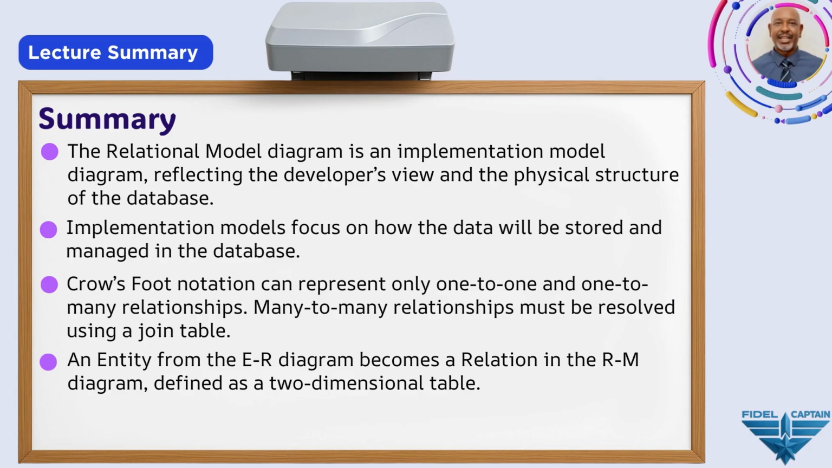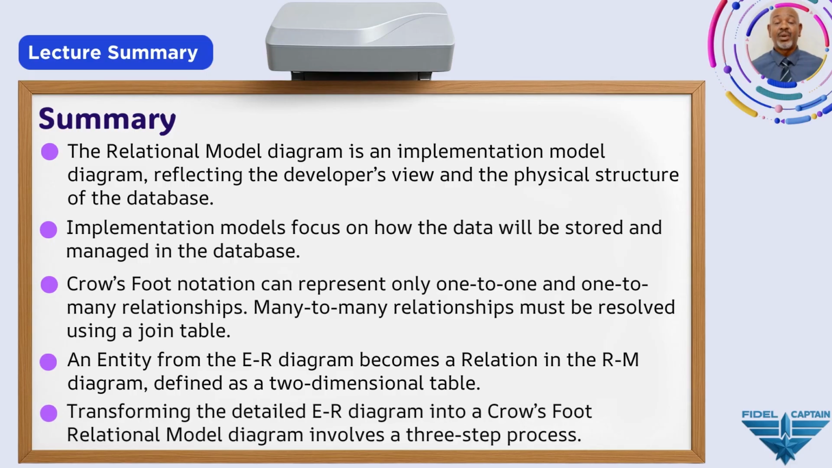An entity from the ER diagram becomes a relation in the RM diagram, defined as a two-dimensional table which contains rows and columns. Transforming the detailed ER diagram into a crow's foot relational model diagram involves a 3-step process. Each step is applied iteratively to the detailed ER diagram, and the combined results form the final crow's foot RM diagram.